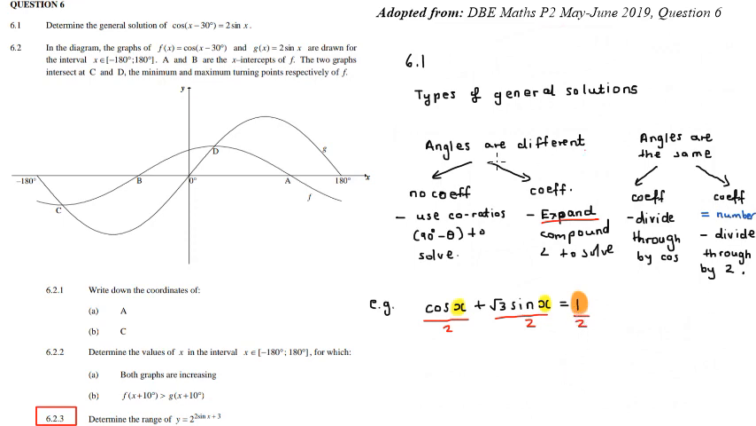Then we're going to be a little bit smart here, and we're going to rewrite this as separate terms. So recognize that there's a 1 over here. You can rewrite this as 1/2 cos of x plus root 3 over 2 sine of x equals 1/2 now. And now what's happened is that you've actually formed the exact values of special angles.